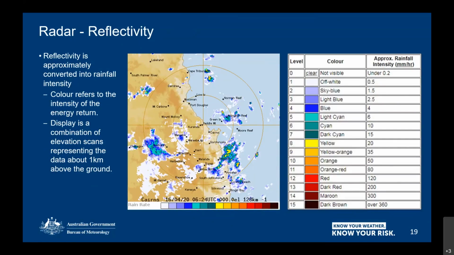Okay, so I'll just quickly chat about each one of these. So the reflectivity there, the reflectivity is approximately converted into rainfall intensity. So you can see at the bottom there, we do have a scale going from the whites and light blues through to the yellows and oranges and reds. Now this is indicating the intensity of that rainfall, proportional to the amount of energy that's being returned to the radar.